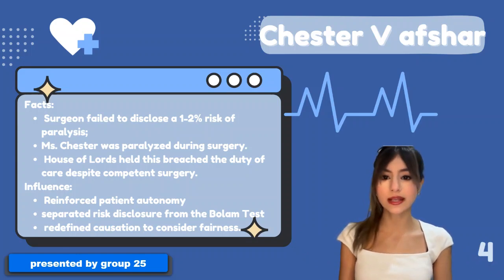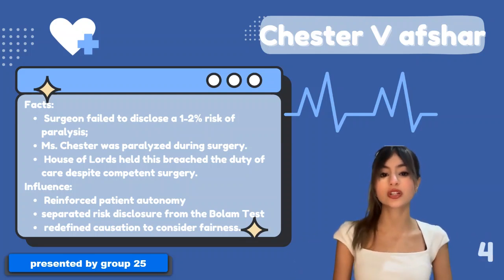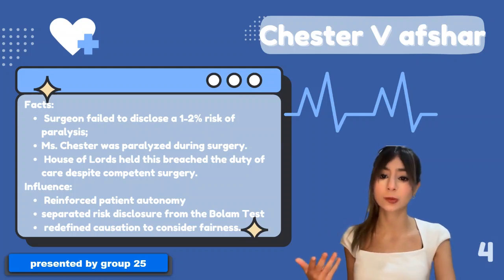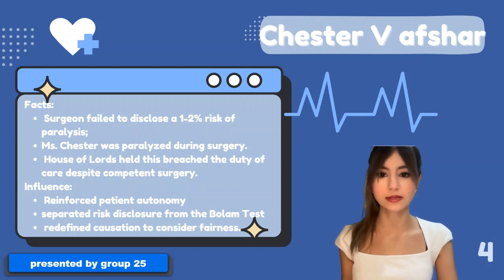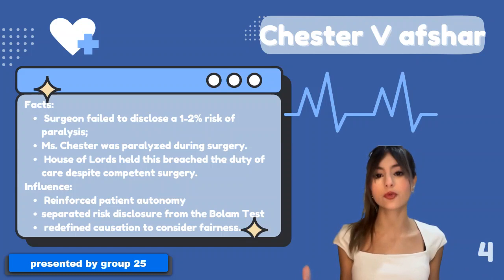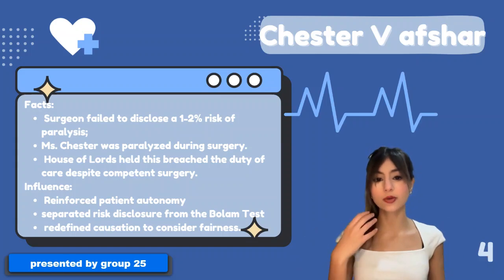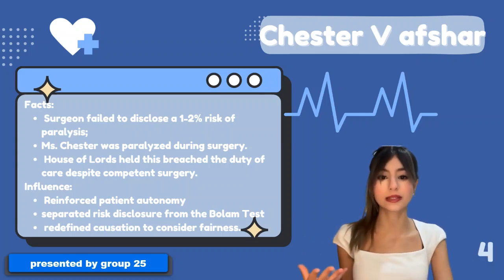The key issue in this case arose from the lack of proper disclosure, and Miss Chester argued that she was deprived of the opportunity to make an informed decision about whether to proceed with the surgery or to explore other alternative options. So, the central issue was whether the surgeon breached their duty of care by failing to inform Miss Chester of the inherent 1 to 2% risk of paralysis, despite the fact that the surgery itself was performed completely fine. The question revolved around the surgeon's obligation to disclose material risks to allow patients to make an informed decision.